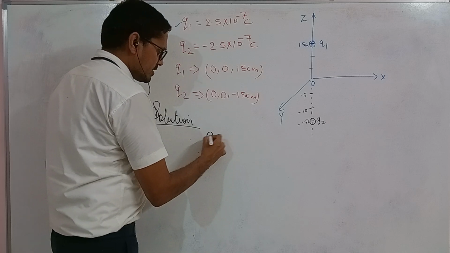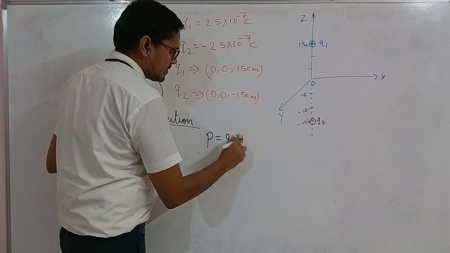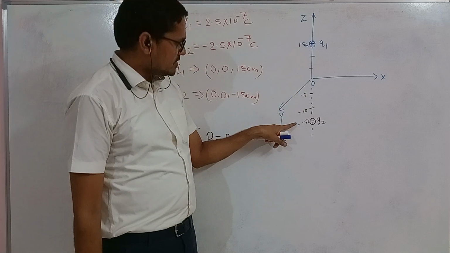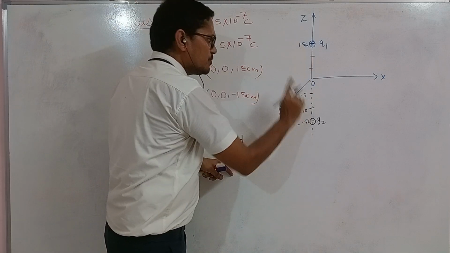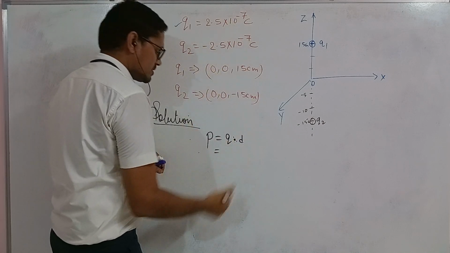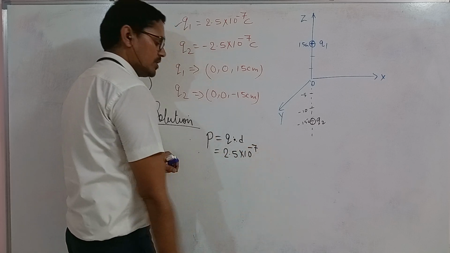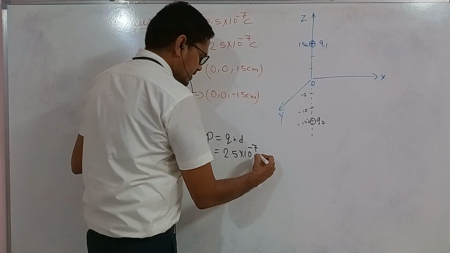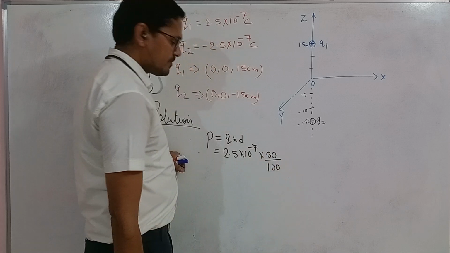So the dipole moment is given by the value of charge multiplied by the distance d, that is Q times d. Here we can see that the distance between these two charged particles is 15 centimeter and 15 centimeter. So the total distance between Q1 and Q2 would be 30 centimeter. And the charge having value 2.5 into 10 raised to the power minus 7 coulomb. And the distance is plus 15 and plus 15, the total would be 30, and it would be in centimeter. Let's convert this into meter.